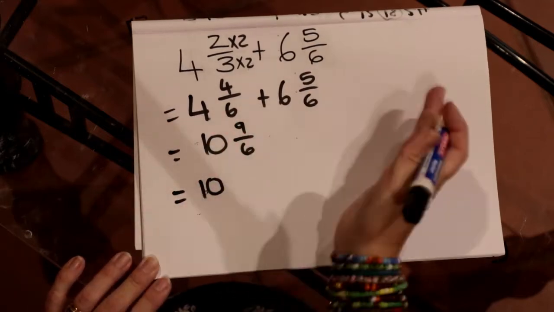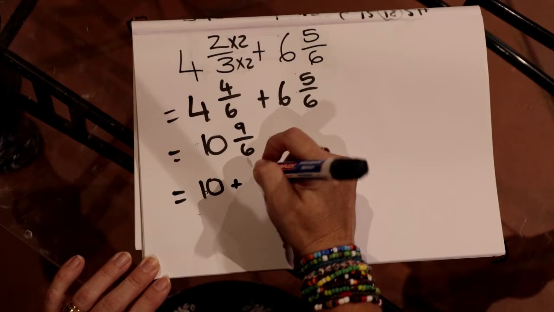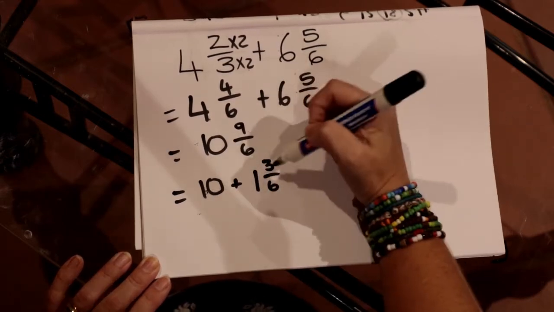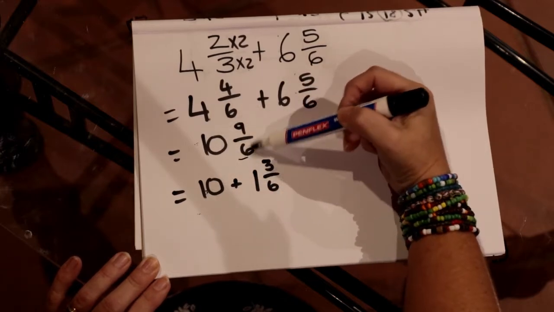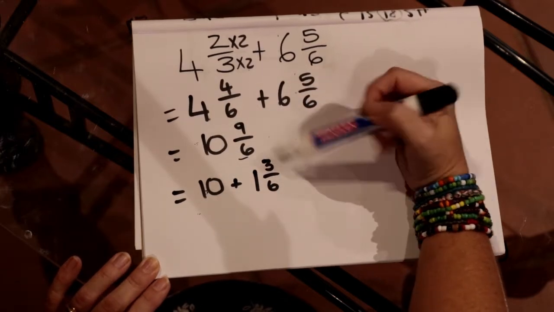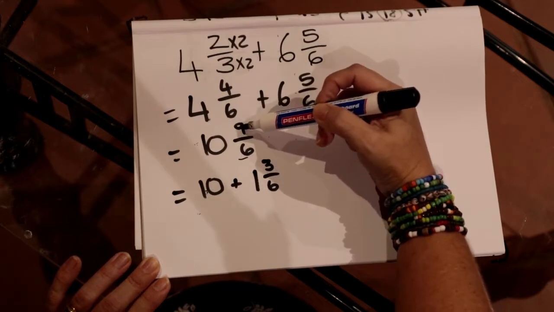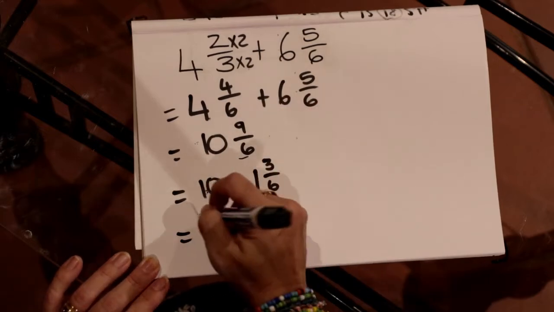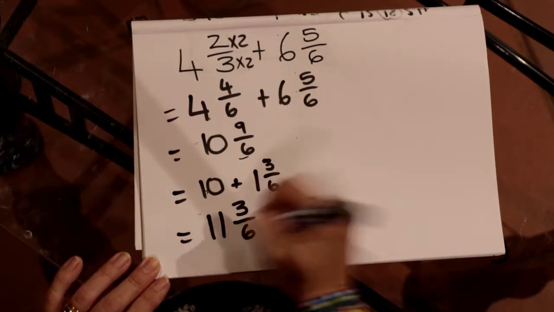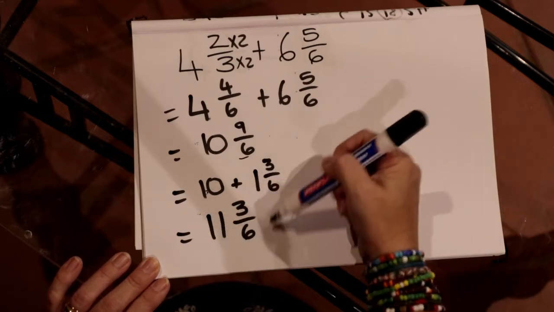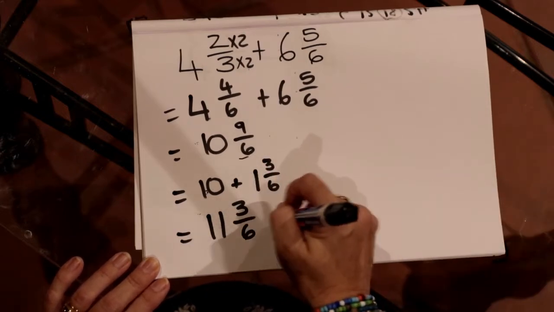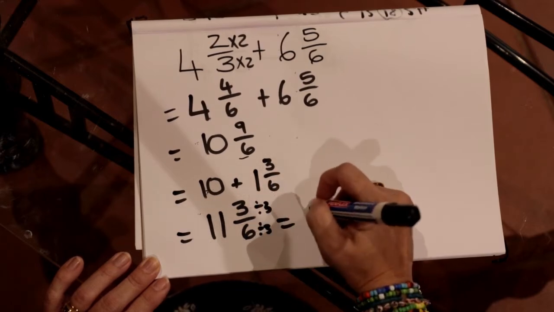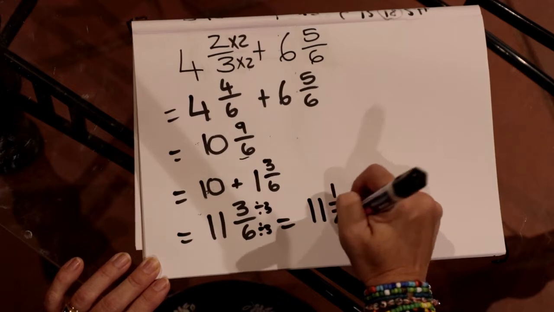So I already have 10, that was the answer for my whole numbers. And then I add to that 1 and 3 over 6. That 1 and 3 over 6 is the 9 over 6 that I wrote as a mixed number. There is 1 in 9 over 6, and 3 over 6 is left over. Again, I put them together. I'm still not done, because 3 over 6 is not in its simplest form. To do that, I have to divide by 3. And my final answer is 11 and a half.